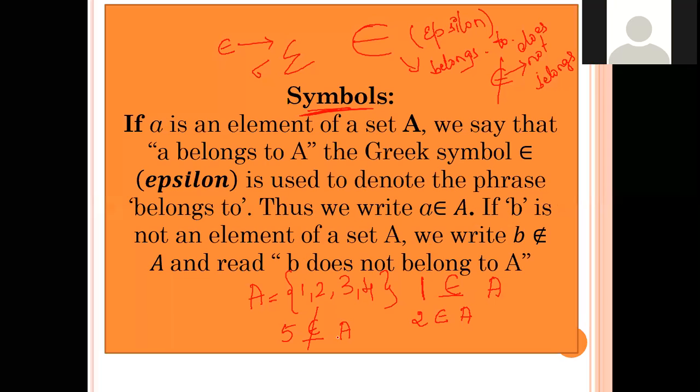So hope you are clear with the symbols. One is belongs to, that is if the element is in A, then we say it belongs to A. If it is not in A, then we say it does not belongs to A. So this was clear, students. Do you have any doubt up to here? Do you have any doubt? No. So we can continue.